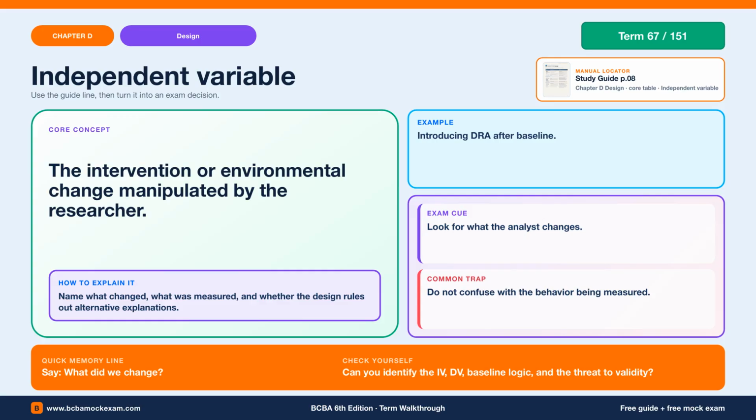Independent variable. The independent variable is what the researcher or practitioner manipulates. In intervention terms, it is often the procedure being introduced or changed. For example, a procedure is introduced to see whether aggression decreases. The exam cue is the intervention, condition, or variable being manipulated. The trap is confusing it with the behavior being measured. Memory line: the IV is what we change.